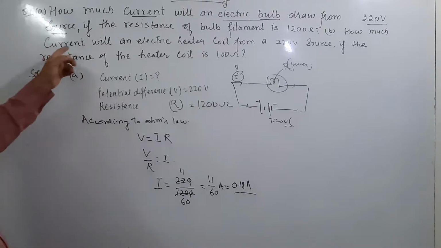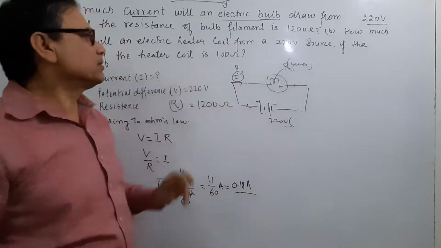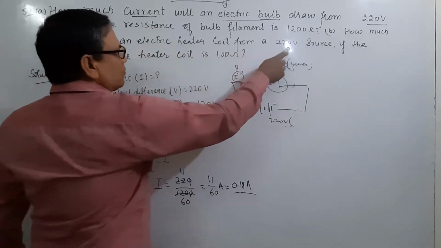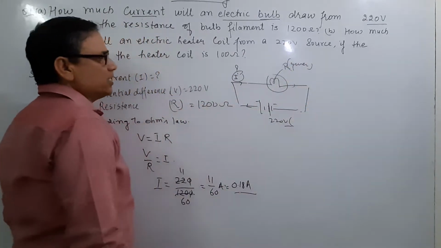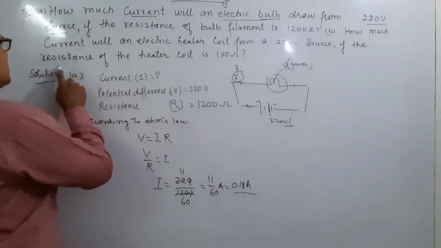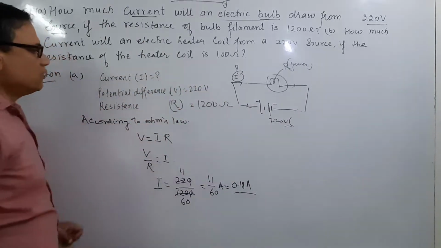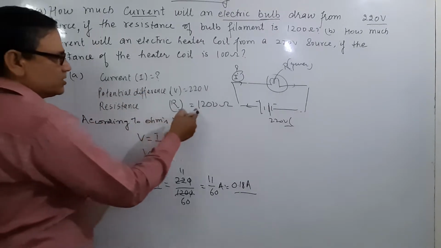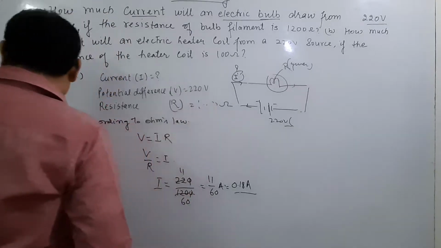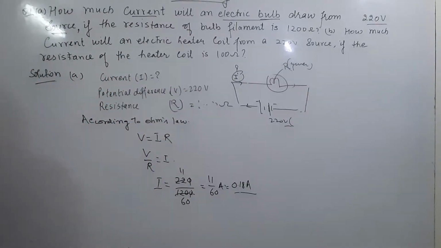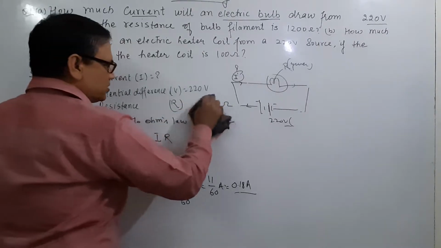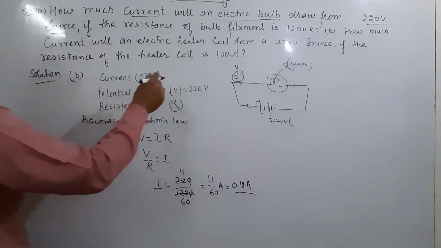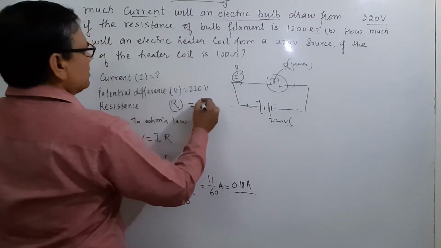And now the second part: how much current will an electric heater coil draw from a source of 220 volt? Again we have to find out the current, question mark. The potential difference is the same, and the resistance of the heater is 100 ohm. So the potential difference is 220, and the resistance has now changed. This is your B part, and here it is 100 ohm.